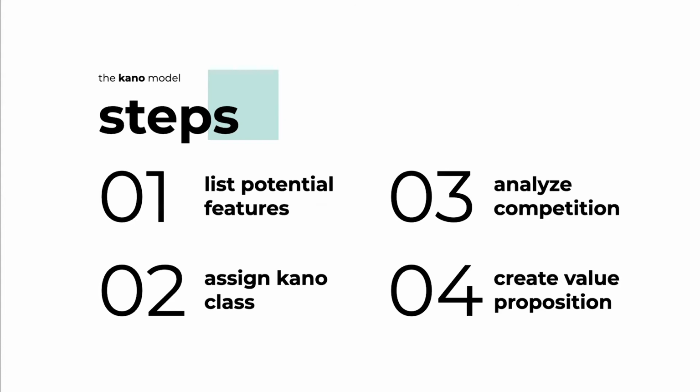There are 4 steps to using the Kano model. The first is just figuring out which potential features are out there. The second is assigning a class, a Kano class, or putting it in one of the buckets for each feature. And then you analyze your competition, and then you create your value proposition. Of these, steps 1 and 2 take the longest. Well, 3 actually takes the longest too. But I'll spend the most time talking about number 2.